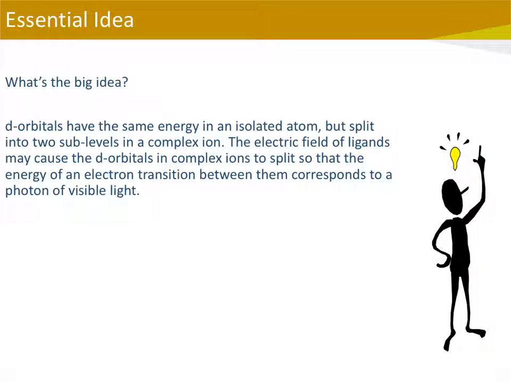The big idea for 13.2 is that d orbitals have the same energy in an isolated atom, but split into two sublevels in a complex ion. We'll give that some detail, don't worry.